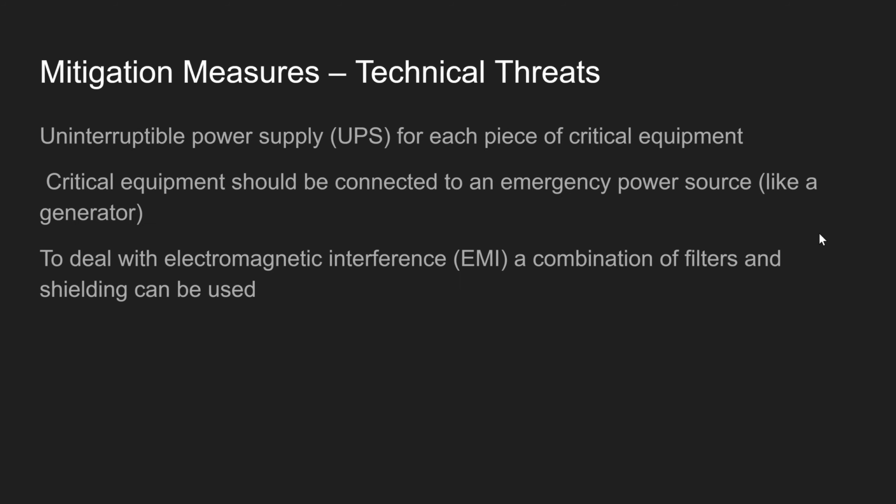Mitigation measures for technical threats: an uninterruptible power supply, UPS, for each piece of critical equipment. Critical equipment should be connected to an emergency power source like a generator. To deal with electromagnetic interference, EMI, a combination of filters and shielding can be used.